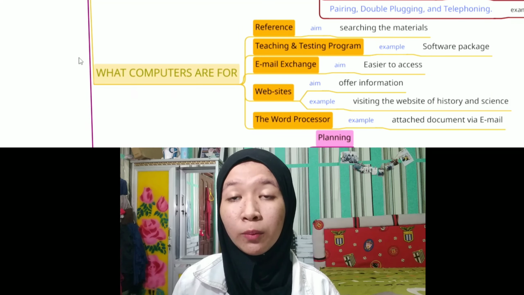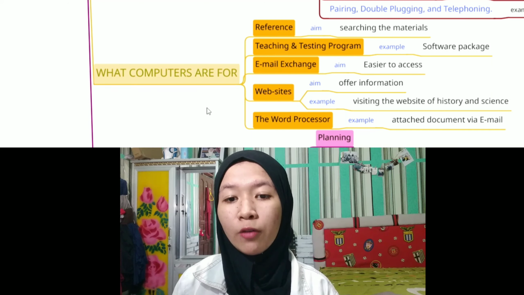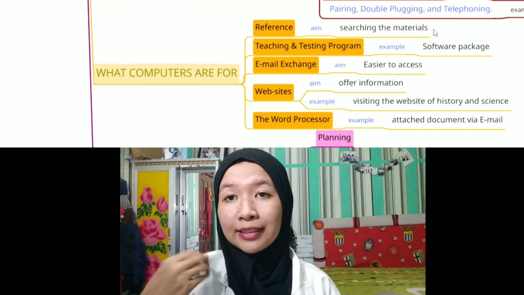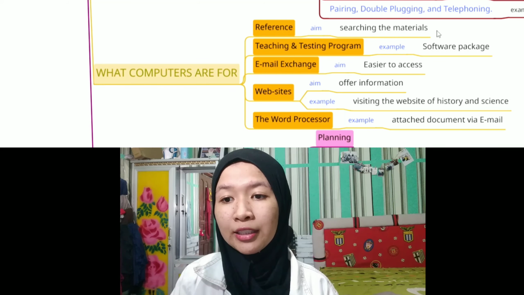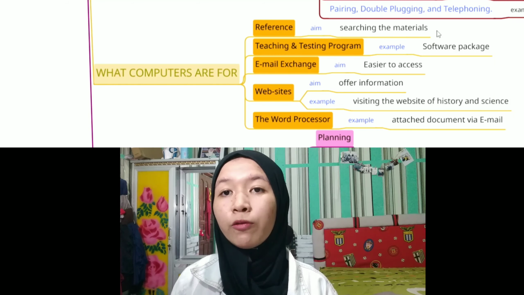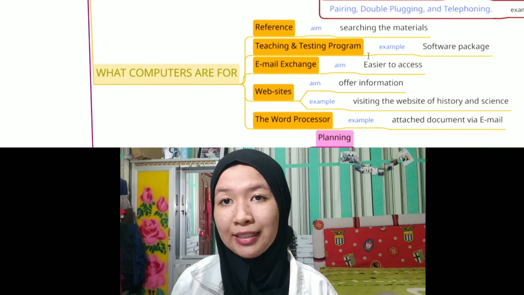Number 6 is what computers are for. So there are 5 kinds of what computers are for. The first is reference. So the aim of reference is for searching materials. And then the teachers can search for their materials on websites, and they are the references of teachers. And the second is teaching and testing program. For example, software package.